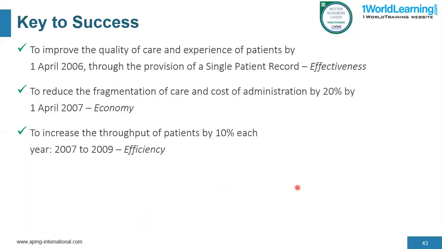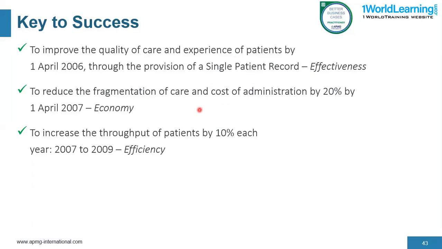So we've got a few examples. When we think about a SMART objective, it's good to be very specific. For example, one of the objectives could be to improve the quality of care and experience of patients by a particular date through the provision of a single patient record. It's specific, and it might be related to the effectiveness driver.